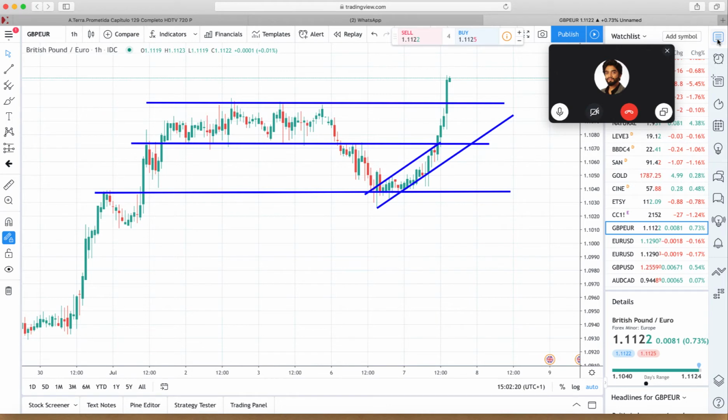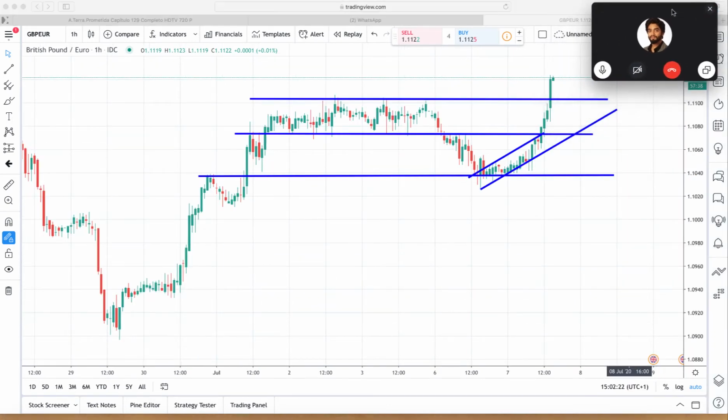Screen? If you can see my screen, please say yes.